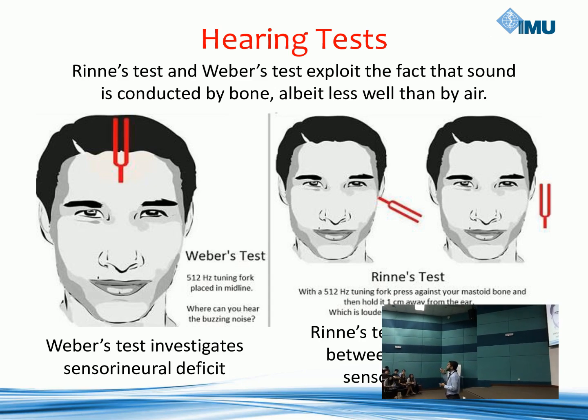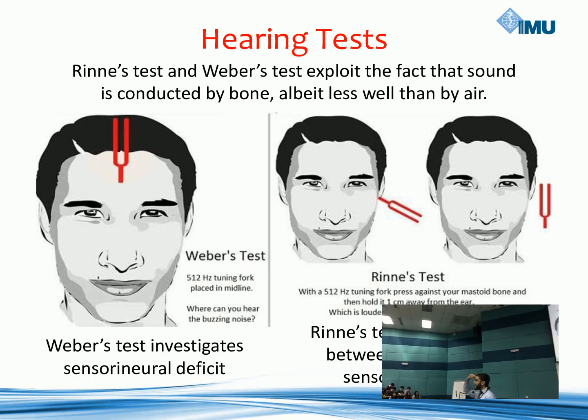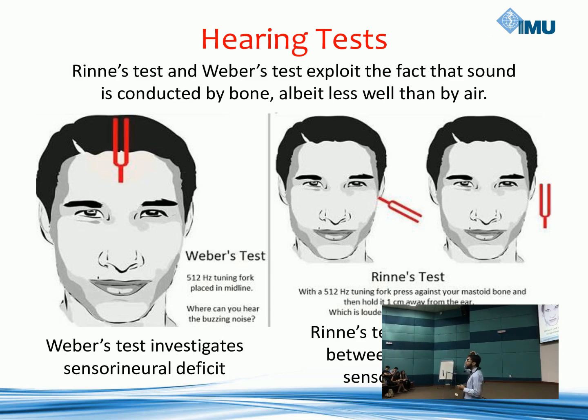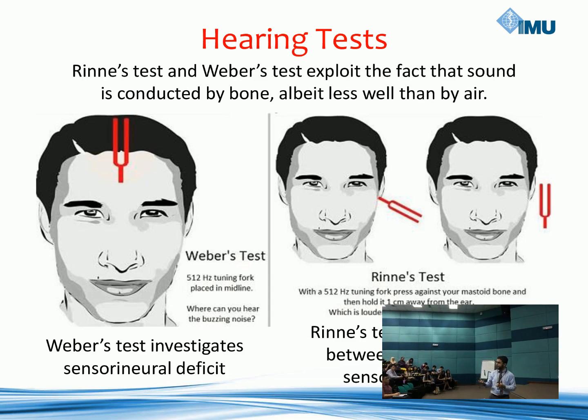Here you will ask about the sound. Where are you hearing the sound best? For Weber test, you put the tuning fork in the midline, either on the forehead or on the vertex, the base of the tuning fork. The sound will conduct through the bone and reach the inner ear. And the patient will be able to hear the sound.